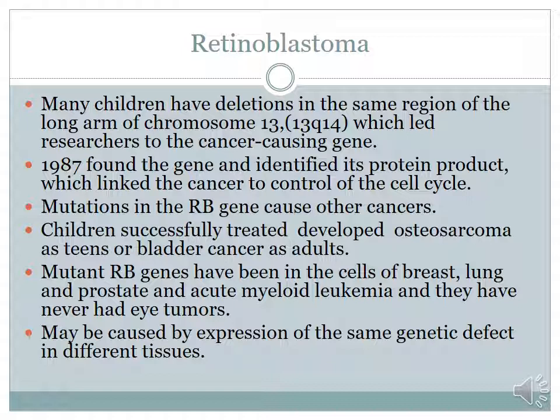Children successfully treated have been shown to develop osteosarcoma as teenagers or bladder cancer as adults. Mutant RB genes have been found in the cells of breast, lung, prostate, and acute myeloid leukemia patients, and these people have never had eye tumors. This may be caused by an expression of the same genetic defect in different tissues.